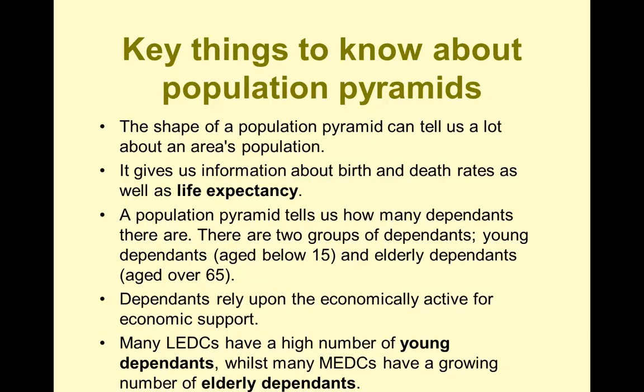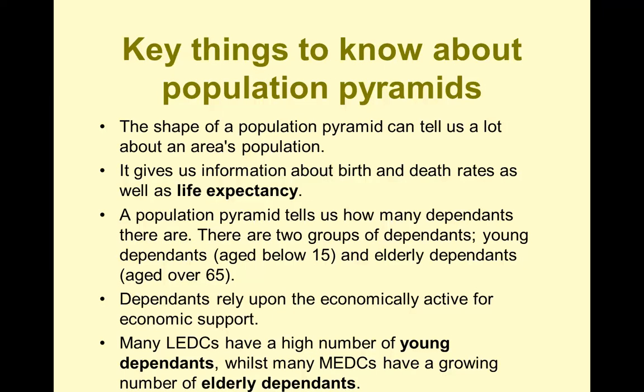Key things you need to know. A population pyramid tells us a lot of things. It tells us information about birth rate, death rate and life expectancy. It tells us about the dependency ratio, i.e. the two groups of dependents, the young dependents and the elderly dependents, and how many of those are dependent on the economically active.